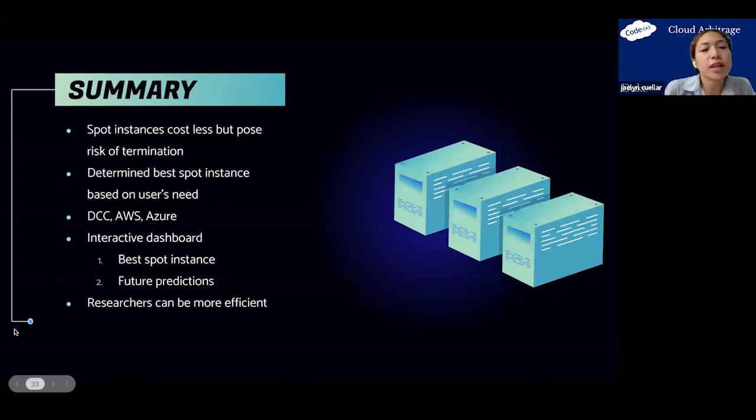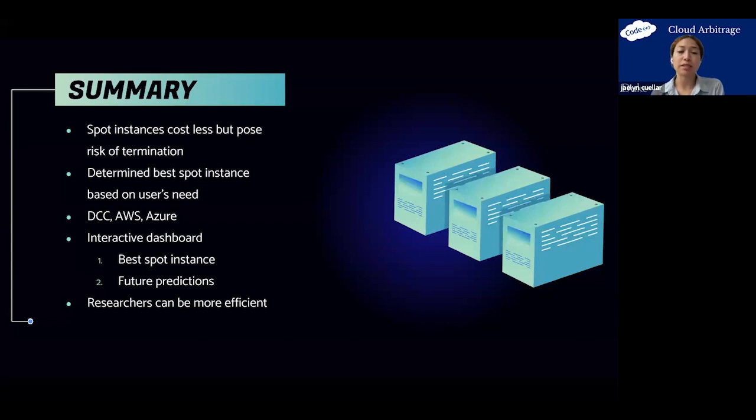So to conclude everything, researchers can save money on spot instances, but there is risk in being terminated. Our team determined the cheapest and the best spot price for researchers' needs by analyzing spot instance data from the Duke Compute Cluster, AWS, and Azure. With that data, we made an interactive dashboard that does two main things. The first, it models spot prices against time based on users' desired RAM and cores. And the second, it makes predictions about future spot pricing for AWS and about resource availability for the Duke Compute Cluster. And this is all so that researchers can be more efficient in their work.